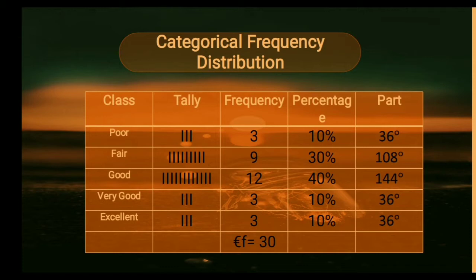The last column is the degrees. In the degrees, we will have to multiply the 10% by 360. So, 0.10 times 360 is equal to 36 degrees. And the same thing to do for the rest of the numbers.